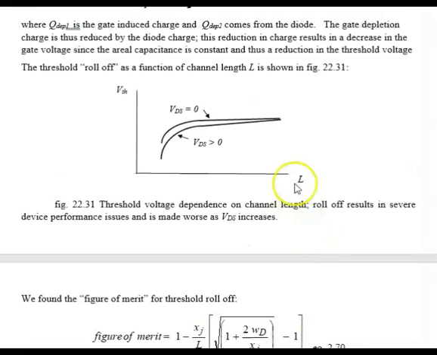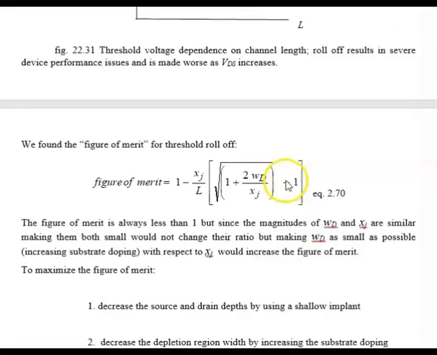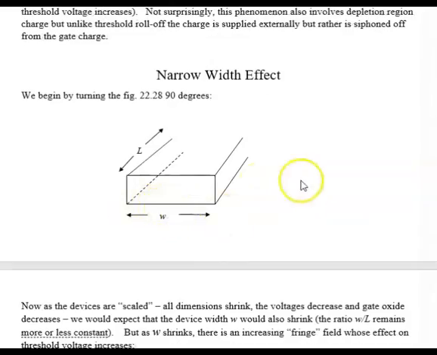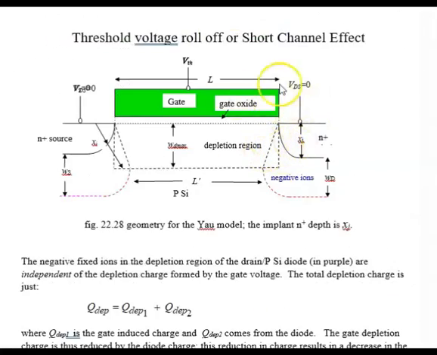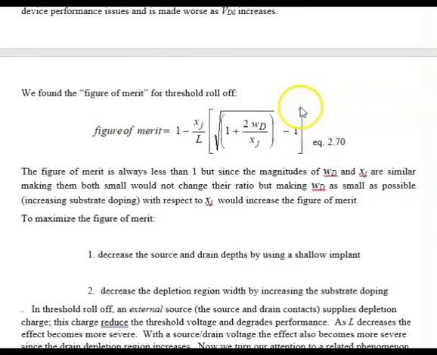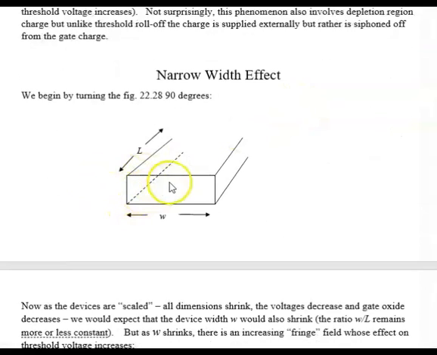However, we are going to make L smaller. That's what scaling is all about. Everything gets smaller, and L gets smaller, and also, fortunately, W gets smaller. So what we've done here is we've taken this and rotated it in the plane 90 degrees. If you look here, this would be W, this distance into the board or into the paper. And that's shown here. We've rotated it 90 degrees now so that L is into the paper, and we have W shown as a horizontal line.